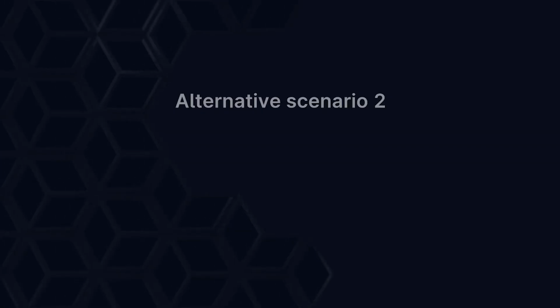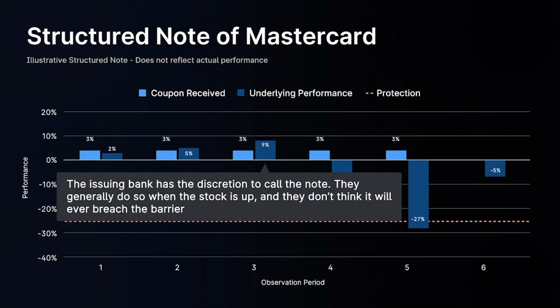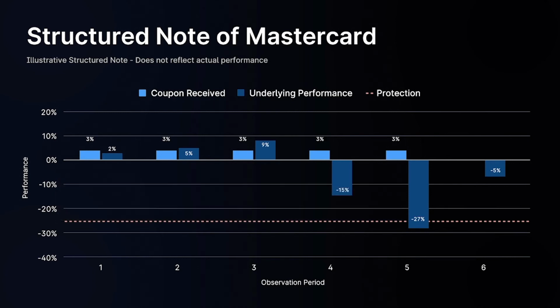There is also another scenario that is possible, and that is one where the structured note may be called prior to maturity. Structured notes are typically always callable at the discretion of the issuing bank. Structured notes are often called when performance of the underlying is relatively strong and usually close to or above 10% from the strike price. In this scenario, investors would receive their full principal back at time of call. Hopefully, that illustrative example helped everyone understand how structured notes work.